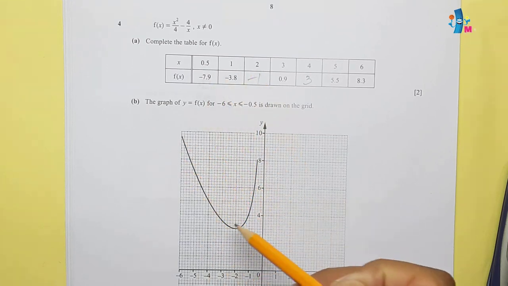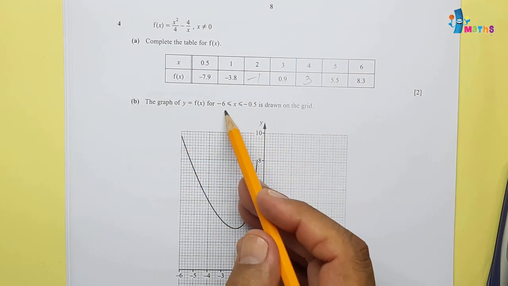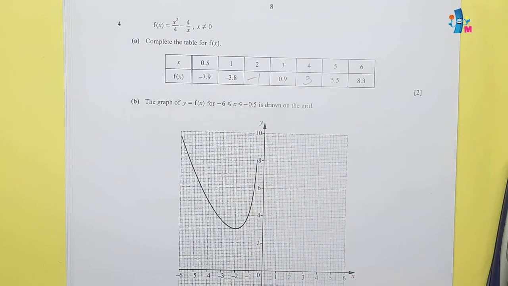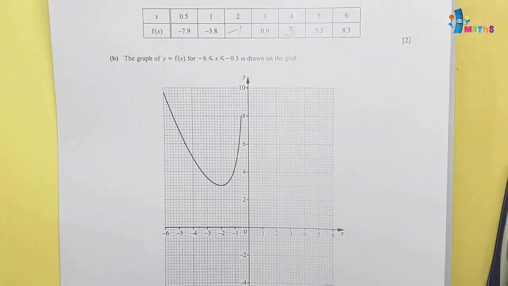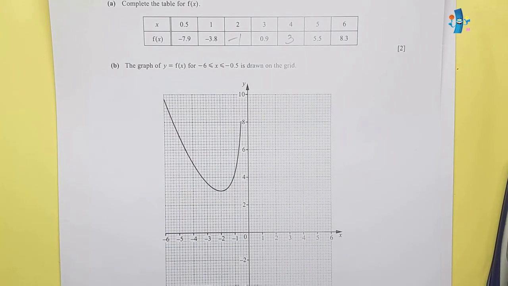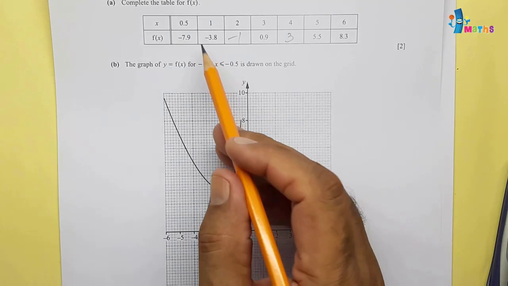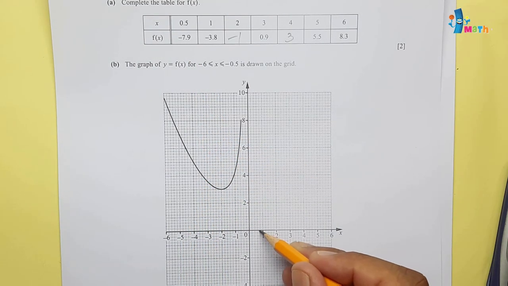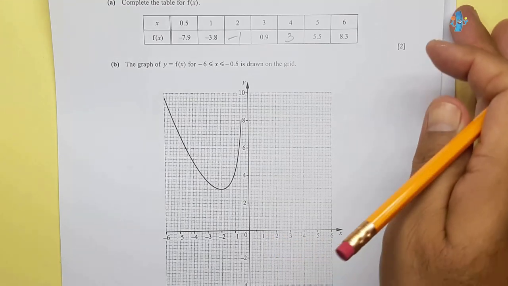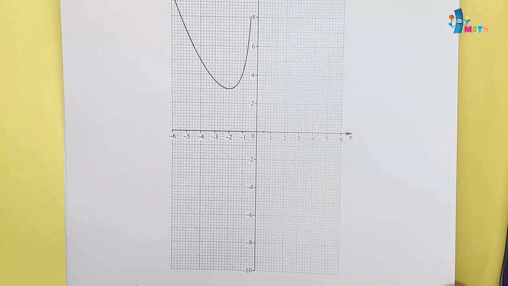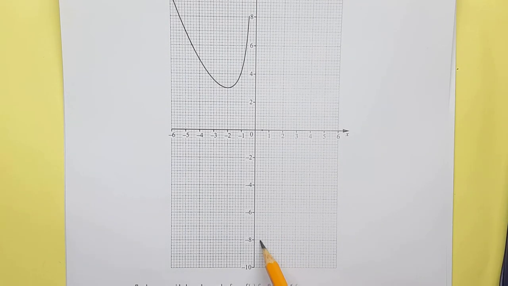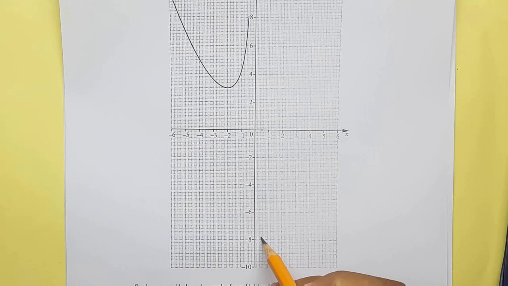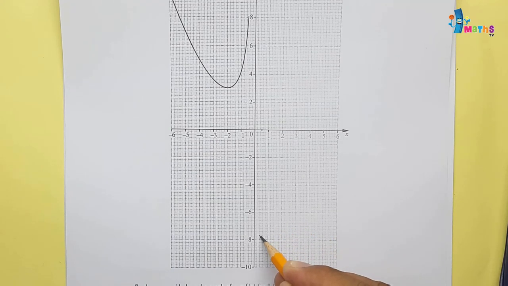Next, part B, the graph. This portion they have basically drawn for us, and we have to draw, on the same grid, the graph of y is equal to f of x. We have to plot these values. We can plot 0.5 and minus 7.9. 0.5 will be in the middle over here, and for minus 7.9 we can check minus 7, this is 8, so 7.9 we can take over here. So I'll put a cross over here.